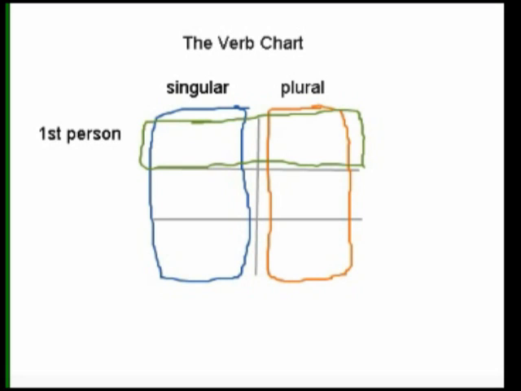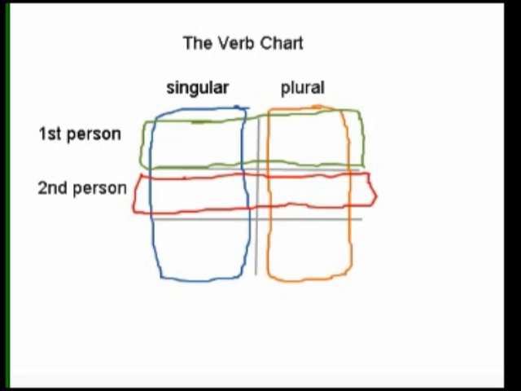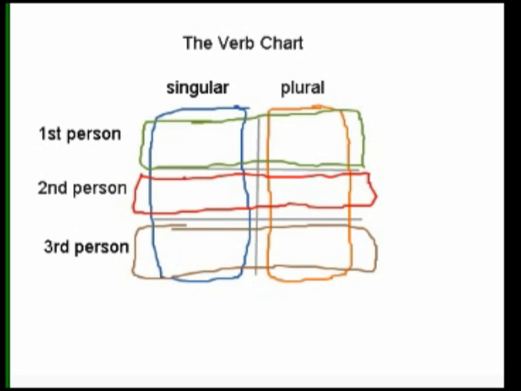On the first row of the verb chart, or the top row, we have first person. That's easy to remember: first row, first person. On the second row, we have, believe it or not, second person. And on the third row, of course, we have third person.